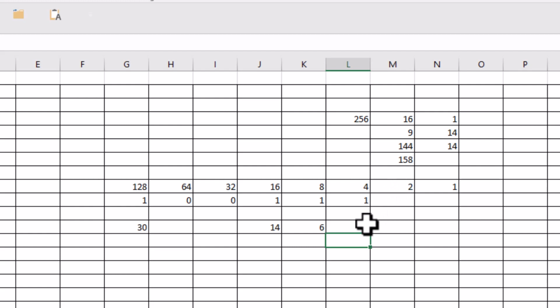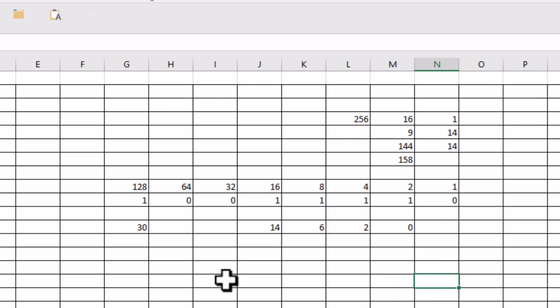Can 2 go into 2? Yeah, it exactly does, one time. So I'll put a 1 here. And what's 2 minus 2? Well, I don't know. 2 minus 2. Well, yeah, I do know. It's 0, right? And then can a 1 go into 0? No. So we have a 0.